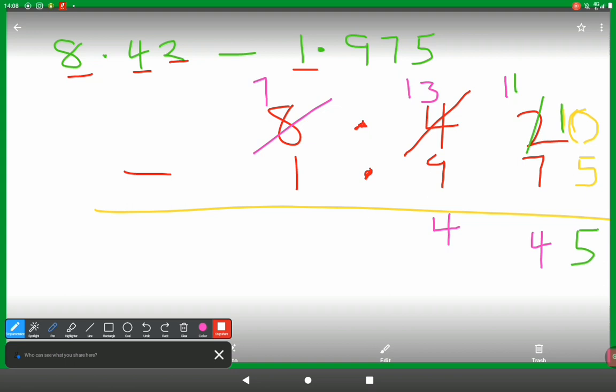Then you have the decimal point down there. 7 take away 1 is 6. So your answer should be 6.445. Alright, let's take a look at another example.